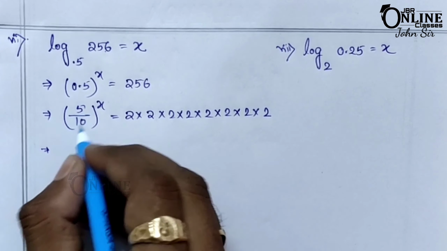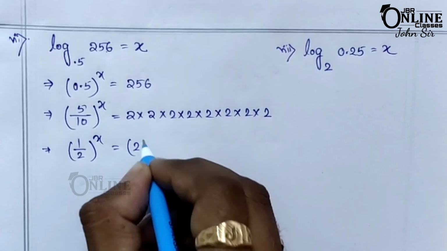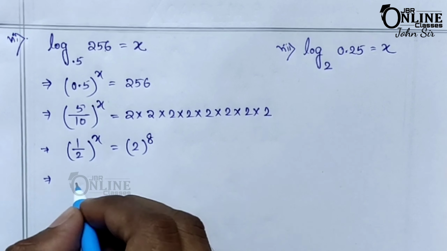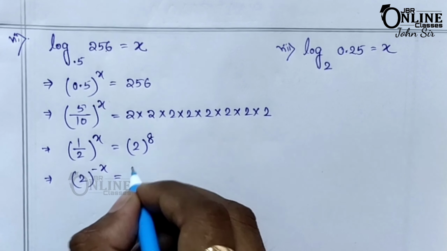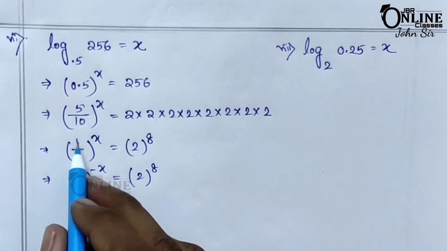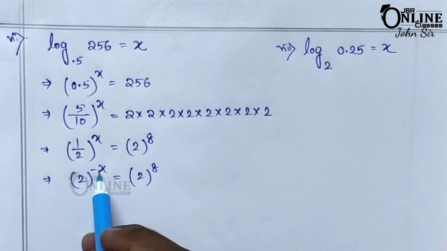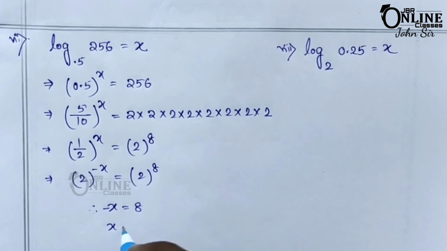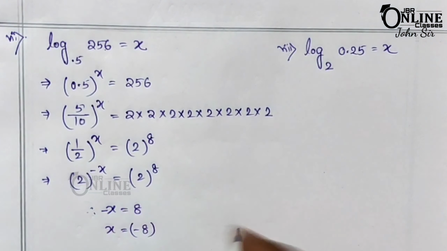So that will be 5 cancel out with 10, it will be half, and here it 2 to the power 8. Okay, so half means 2 to the power minus 1, so that means here 2 to the power minus x, that will be 2 to the power 8. Half means 2 to the power minus 1, and as here power will be x, so minus 1 will be multiplied with this one and it will be minus x. So by comparing you will get minus x equal to 8, so x equal to minus 8. So here minus 8 is the answer.